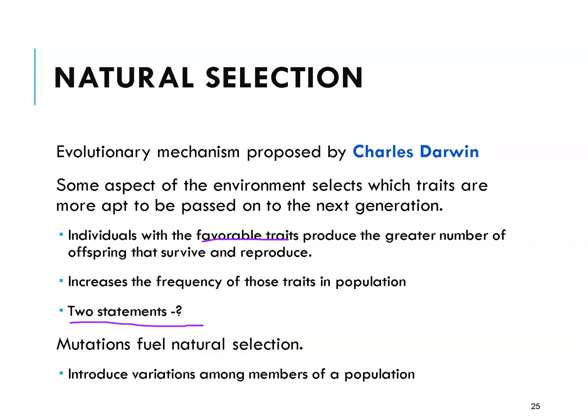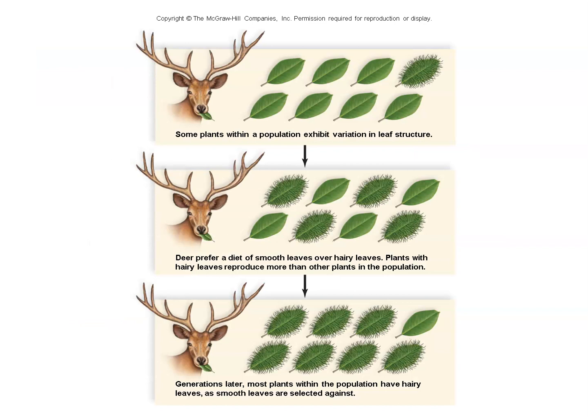And so here's an example. Let me get off the screen here. Okay, so some plants in a population exhibit variation in leaf structure. So it's like hairy, maybe sticky, and the deer's like, nah, no thanks. Over time, though, if that increases the survival rate, then that form of plant will become more prevalent. And so this is evolution.